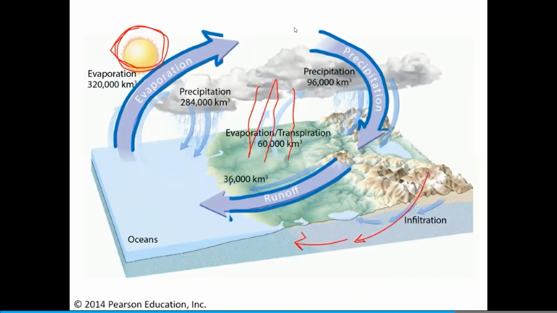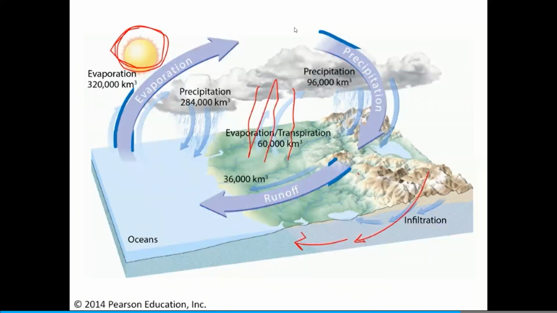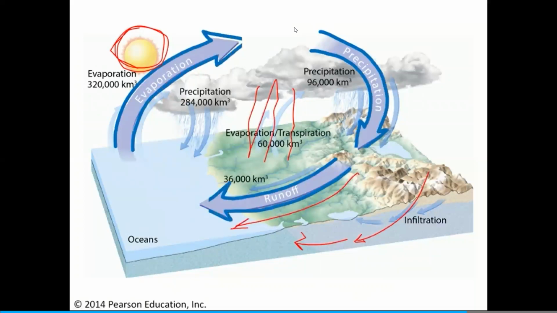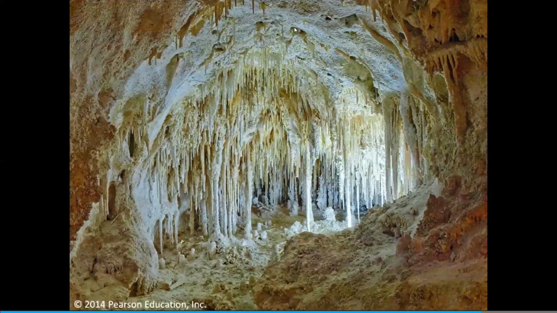And option number three is it doesn't re-evaporate, it doesn't soak into the ground, and instead it simply runs off over the surface of the earth. And that, of course, would be the water that ends up in rivers. Okay, is this an example of evaporation, infiltration, or runoff?